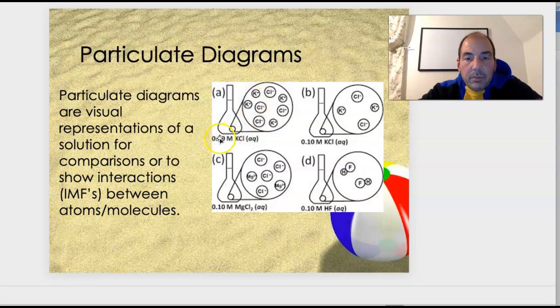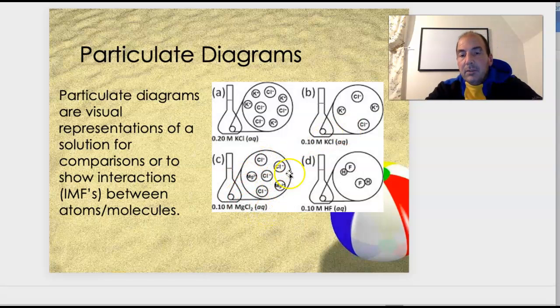In this one, which is 0.2 molar, we see 1, 2, 3, 4 potassiums, 1, 2, 3, 4 chlorides. Well, they should be in a 1-to-1 ratio. And in this one, which is 0.1 molar, I see 2 and 2. Well, that makes sense. If this is 0.2 molar, then 0.1 molar should be half as many particles, and it is. Well, let's compare it to another 0.1 molar solution.